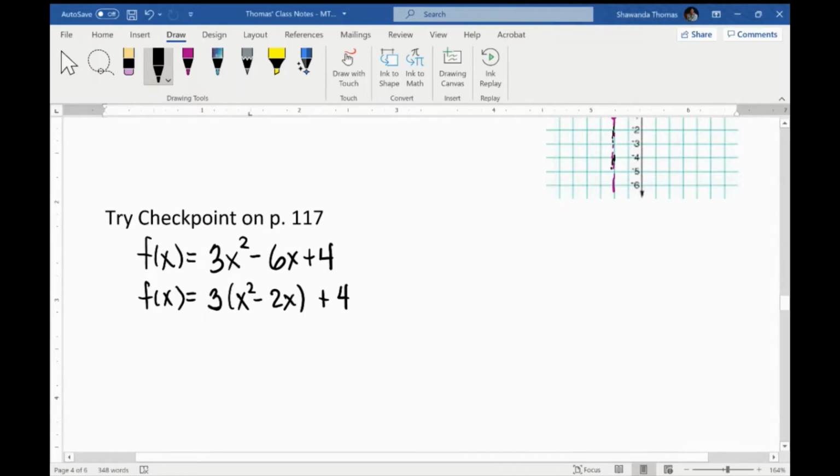What's the next step? Divide the second term by 2, then square it. All right. And it's really dividing the middle coefficient or the second coefficient. So just the number. Divide it by 2 and square it. All right. So did y'all get 3 times x squared minus 2x?